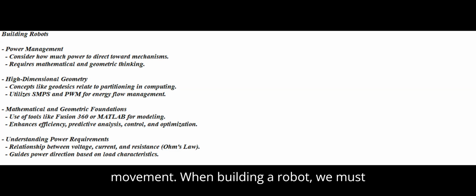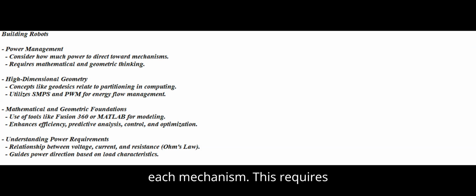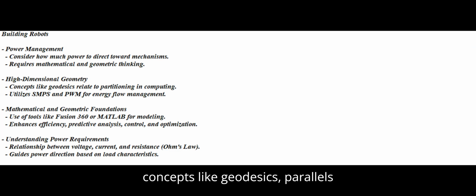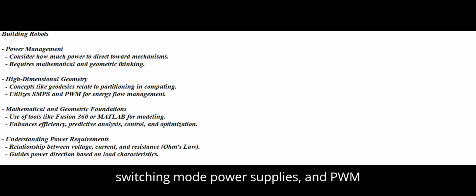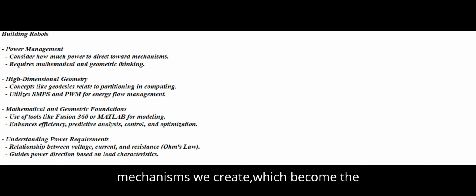When building a robot, we must consider how much power to direct toward each mechanism. This requires mathematical and geometric thinking. High-dimensional geometry, including concepts like geodesics, parallels horizontal and vertical partitioning in computing. We utilize SMPS, switching mode power supplies, and PWM to manage energy flow through the mechanisms we create, which become the components of the entire system.